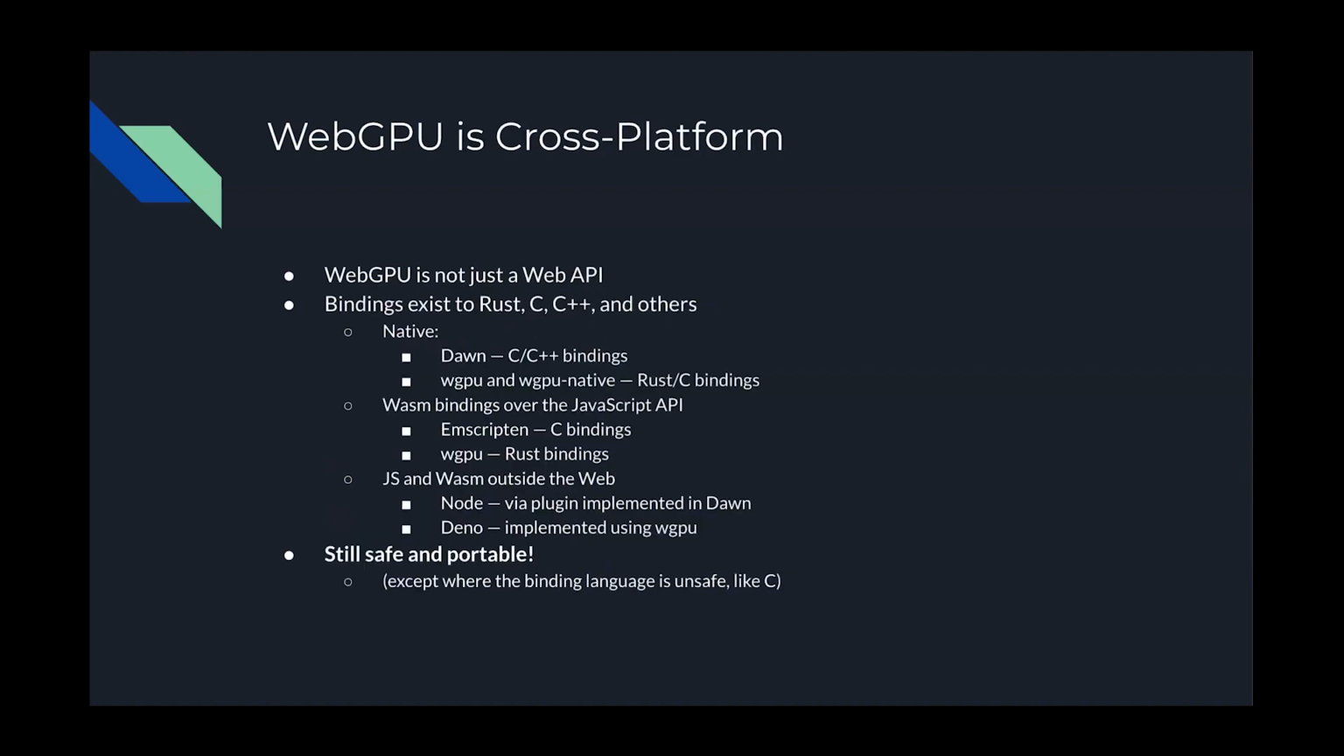So you may see a theme here. WebGPU is cross-platform. It's not just a web API. There are bindings to Rust, C, C++, and others. These are used on native as well as WebAssembly. So in native, there are a few implementations. There's Dawn, which is the C++ library that Chromium uses. There's WGPU, which is a Rust library, which is very popular as a graphics abstraction library in the Rust ecosystem, and WGPU native, which binds that API to C.